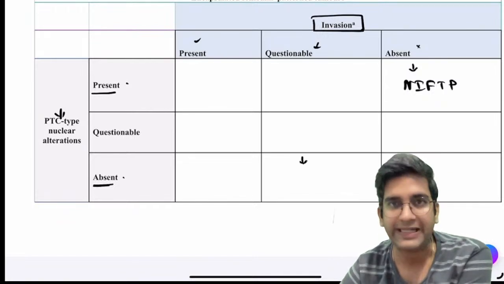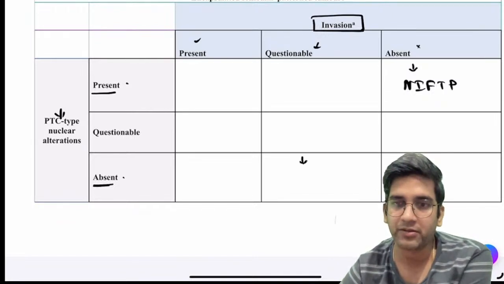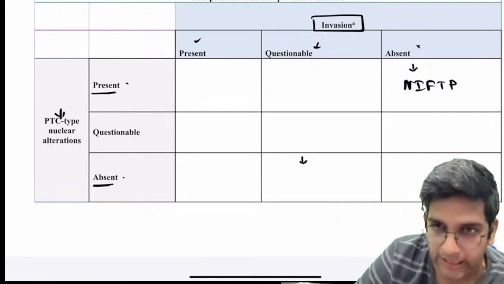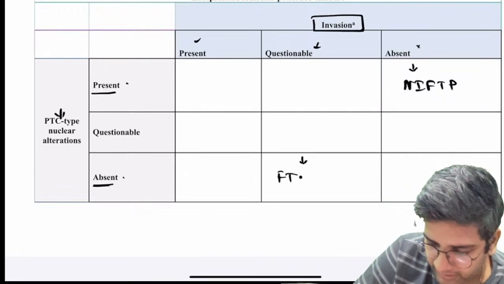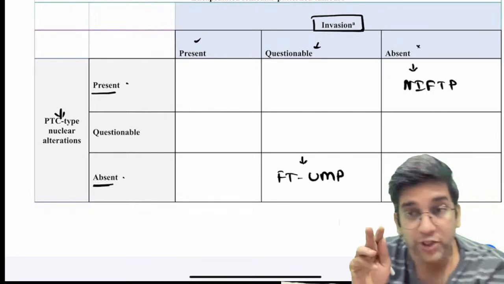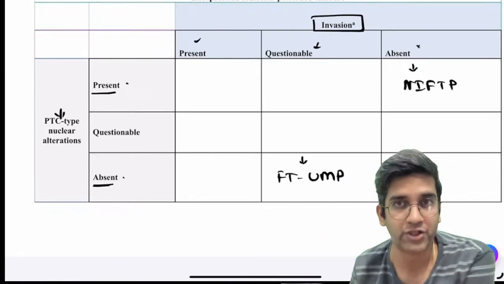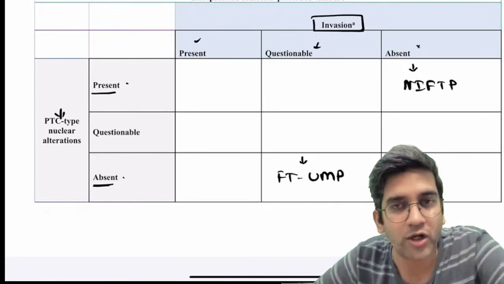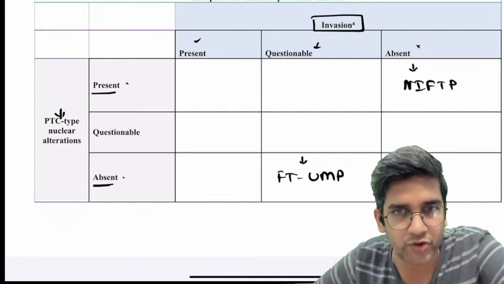No nuclear features of PTC and a questionable invasion. Great, Mirabai. Here it will be an FTUMP, follicular tumor of uncertain malignant potential, right? Now I know, hope you got the gist. Let's fill the rest of it also, right?